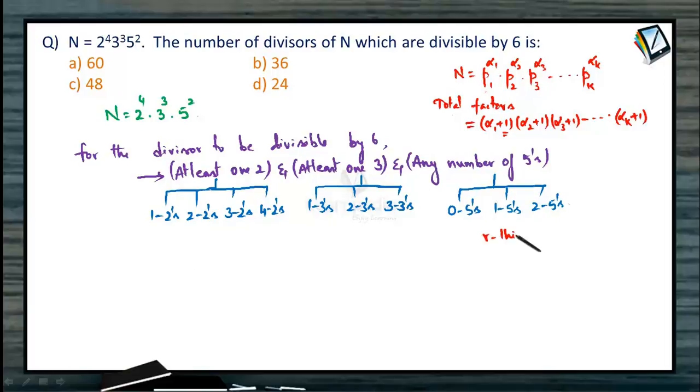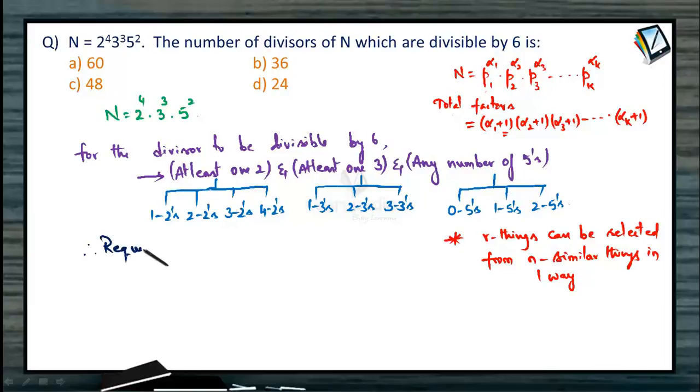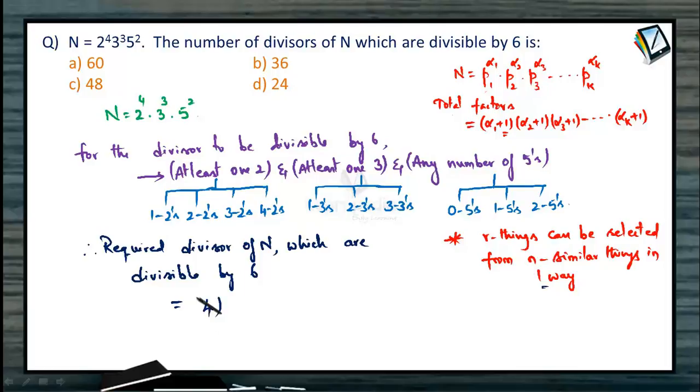And if you remember, the other important result: r things can be selected from n similar things. How many ways can we select? In only one way, right? This is also another important result. So therefore, the required divisors of n which are divisible by 6, how many will be there? Yes, how many ways can we select 1 2 out of 2 2's? By this result, it can be done in one way. How many ways can we select 2 2's out of 4 2's? That can also be done in one way. Therefore, 2's can be contributed in 4 ways.